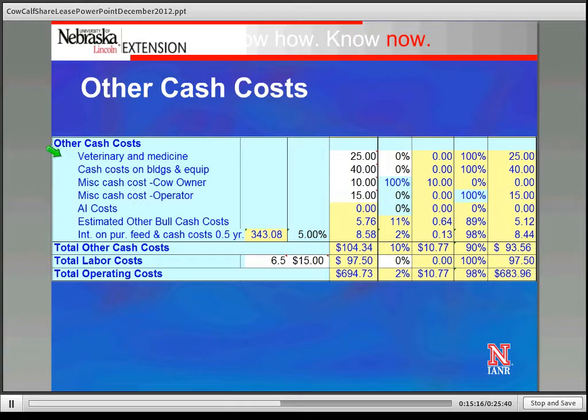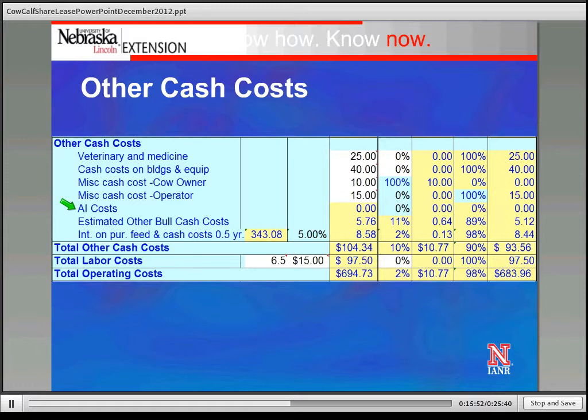side. There's also a place to put in some miscellaneous cash costs. You can change these headings here to fit your particular situation. You can see I put in the cow owner had some miscellaneous costs. Maybe they're going to take out some insurance on some of these cows as a way to protect their value there. And the operator would have some costs as well that wouldn't be included in the things above. There's also a place to include AI costs. Maybe instead of using a bull, there's going to be some estrus synchronization and some AIing of cows as a way to get these cows pregnant. So that can be included also.